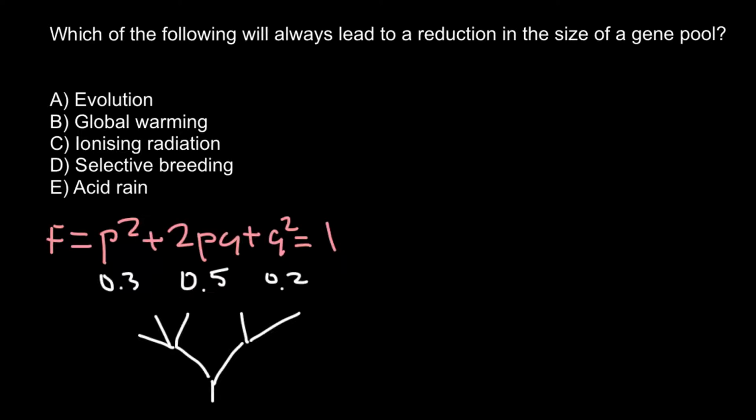Answer C, ionizing radiation. Actually, ionizing radiation would create new mutations, and mutations mean new allelic forms. So ionizing radiation would increase the size of the gene pool. So this is certainly not our answer, so we are left with two answers: answer D, selective breeding, and answer E, acid rain. Both of these are good candidates to be chosen as the correct answer.